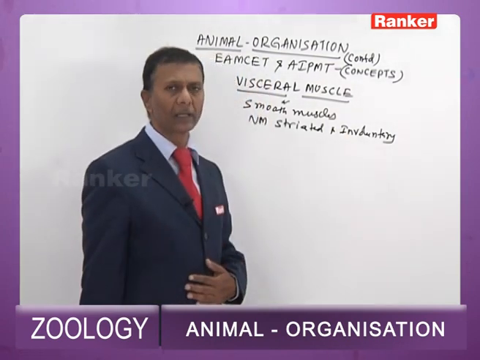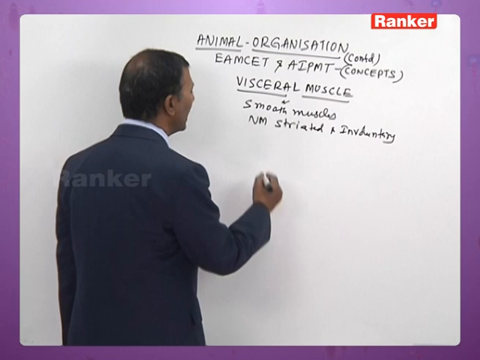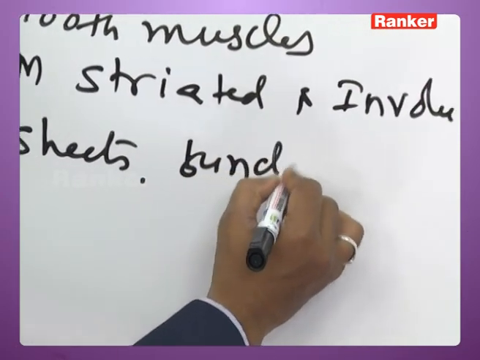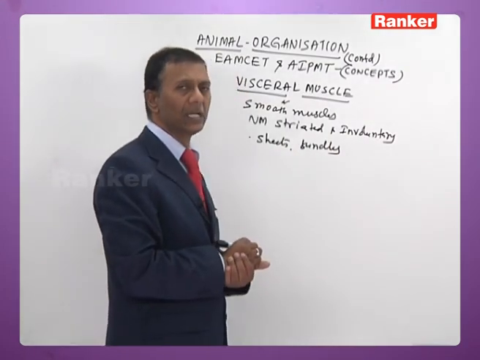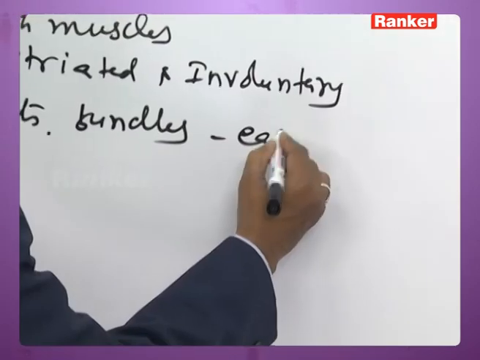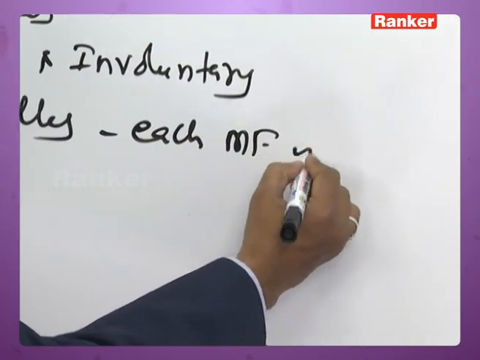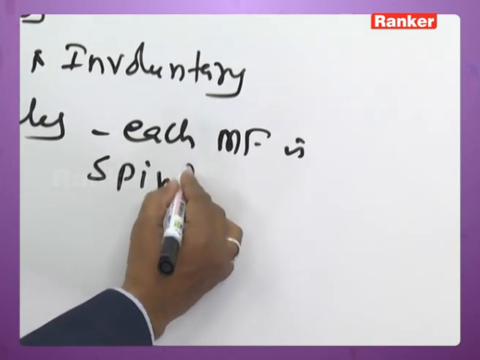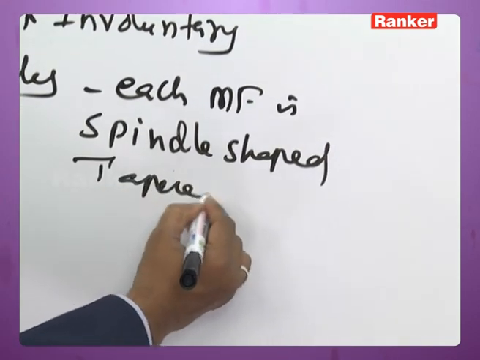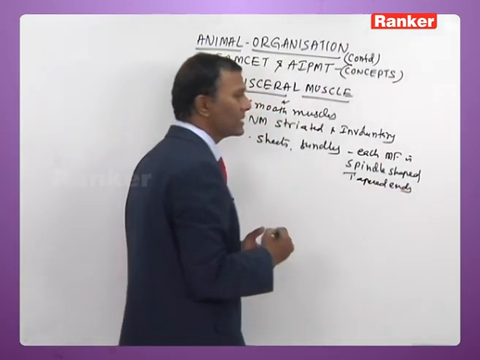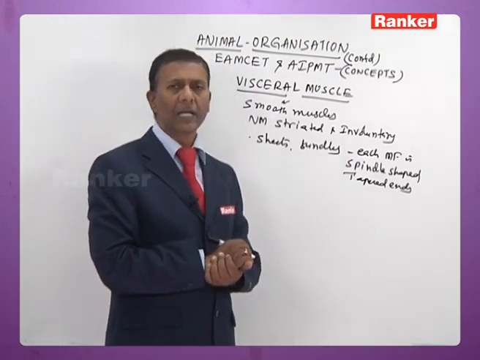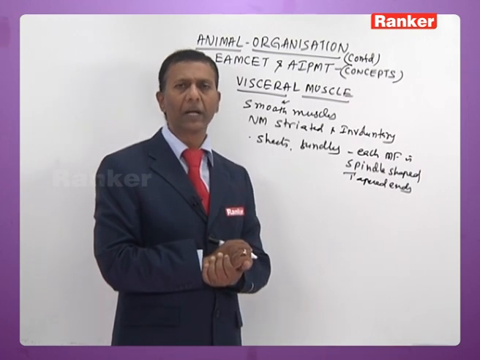Now these muscles occur in the form of thin sheets or bundles. Each muscle fiber is spindle shaped with tapered ends. In skeletal muscle, each muscle fiber is cylindrical with blunt ends, whereas in smooth muscle, each muscle fiber is spindle shaped with tapered ends.